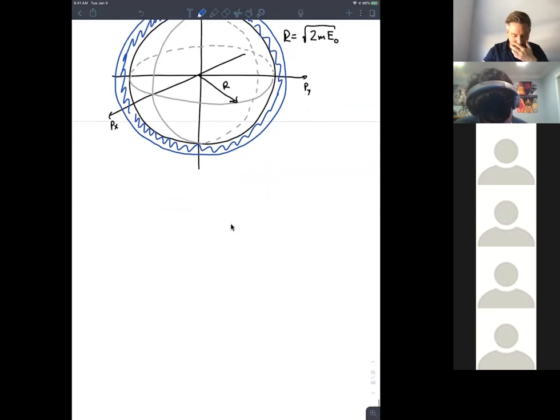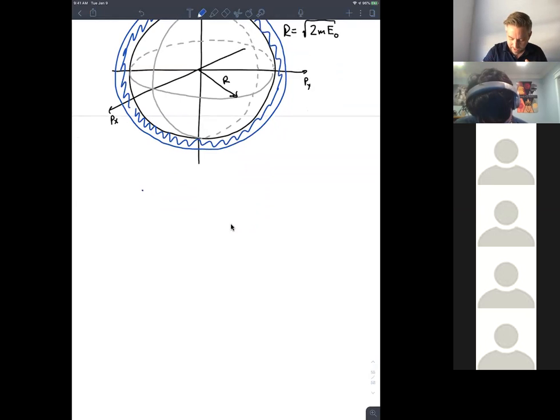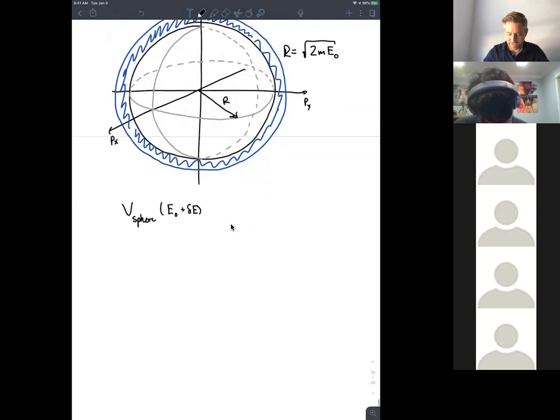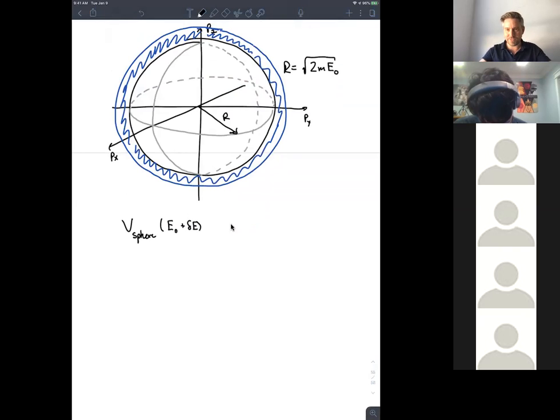Okay, so in other words, what I'm going to do is calculate the volume of a sphere with energy E naught plus delta E. That'll give me the volume of this blue sphere. And then I'm going to subtract the volume of a sphere with energy E naught. That's the black sphere. And when I take this difference, that'll just give me the volume of this blue shell.